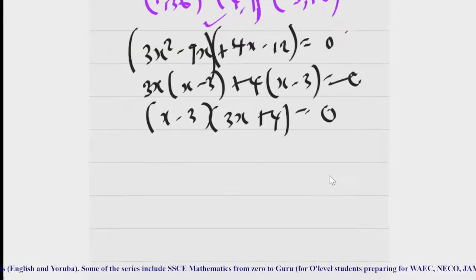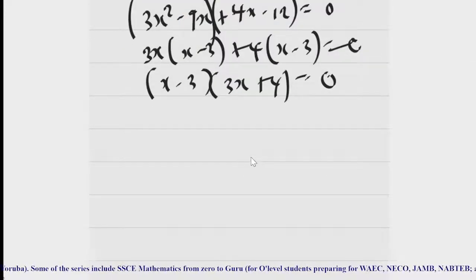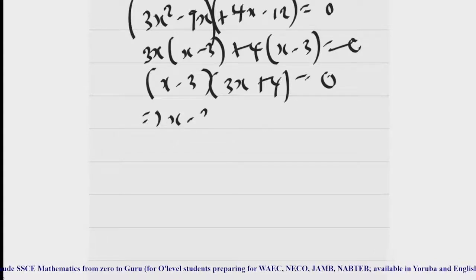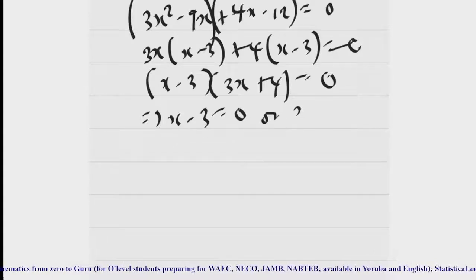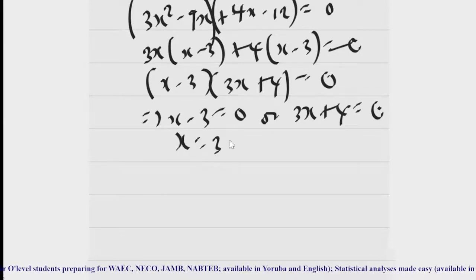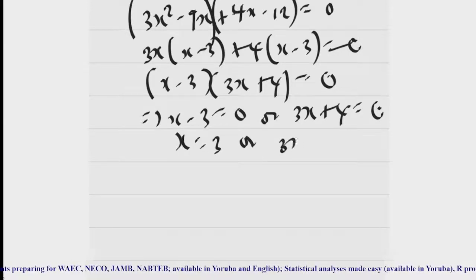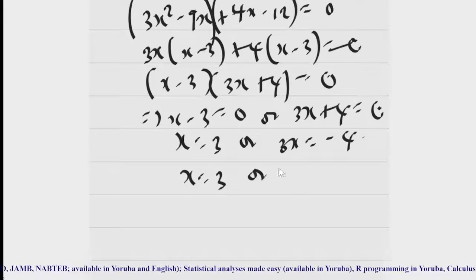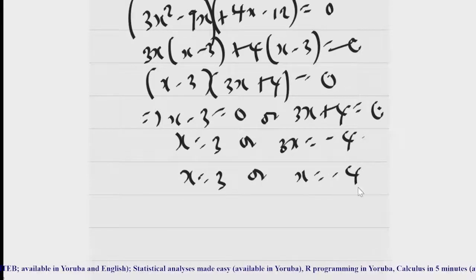And when the product of two numbers is 0, then one of those numbers is equal to 0. Then it implies that x minus 3 is equal to 0, or 3x plus 4 is equal to 0. So then your x is equal to 3, or 3x is equal to minus 4. So x is equal to 3, or x is equal to minus 4 over 3.